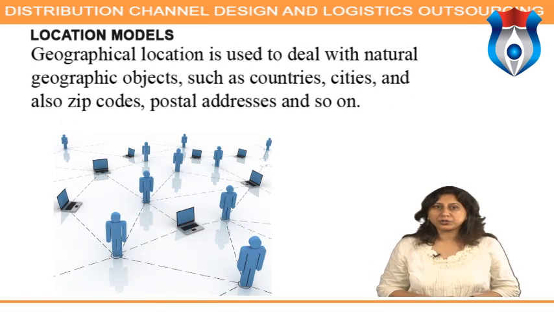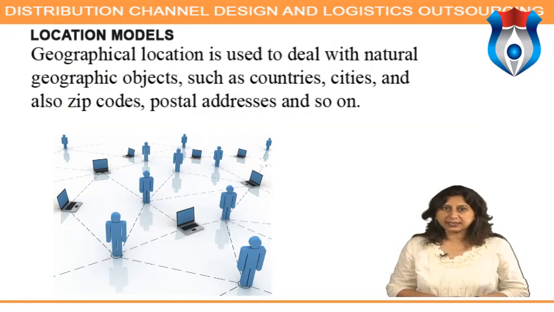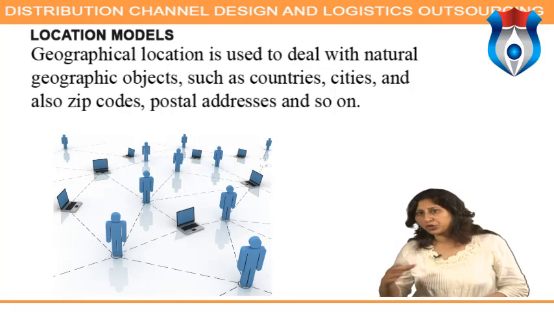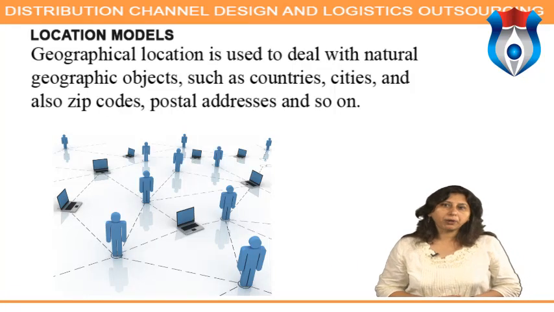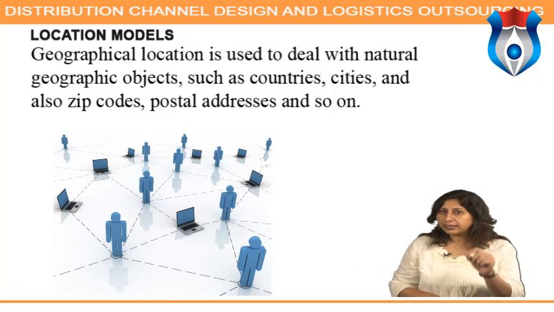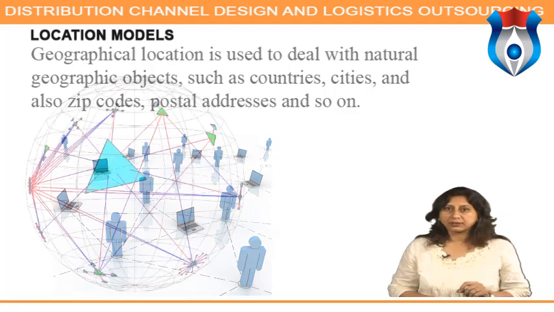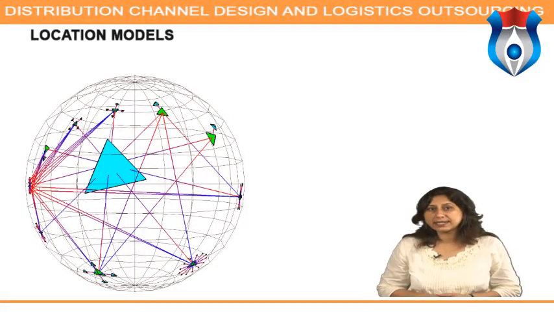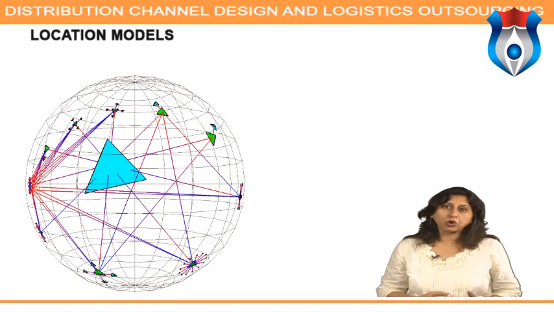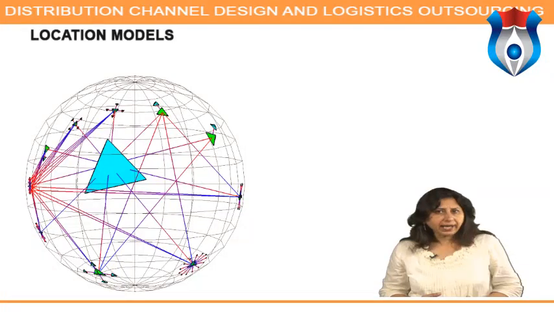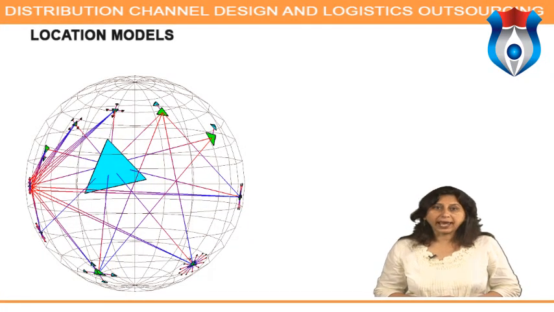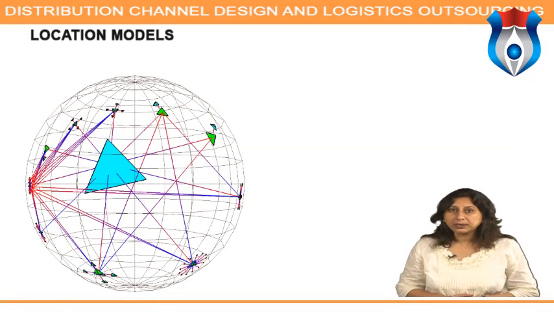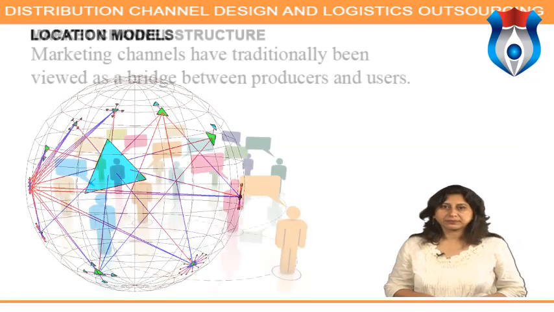Geographical location is used to deal with natural geographic objects such as countries, cities, and also zip codes, postal addresses, and so on. The remarkable property of such objects is their clear hierarchical organization. The biggest disadvantage of these model types is the superfluous data and computations which can overload small devices which often have strong restrictions on memory and computation power. Symbolic models refer to a location by some abstract symbols.